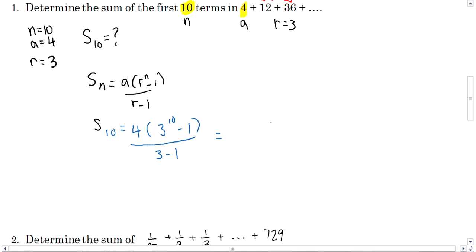So just be careful. Now, remember to abide by the laws of BEDMAS. You need to do everything inside these brackets first. So 3 to the power of 10 minus 1, and then times 4, and then divided by essentially 2 on the bottom, 3 minus 1, which is 2. And you should get 118,096. Okay, so the sum of the first 10 terms in this geometric series is 118,096.